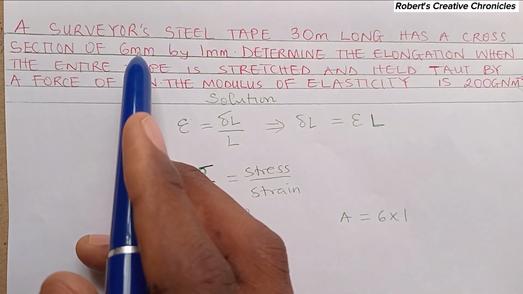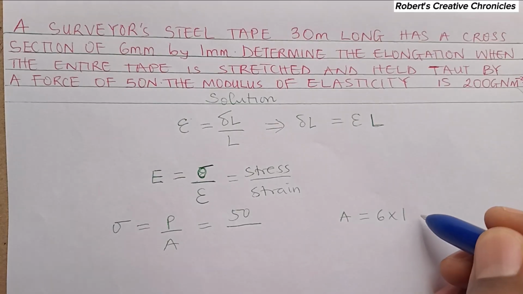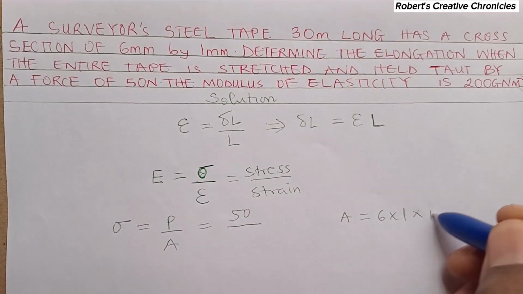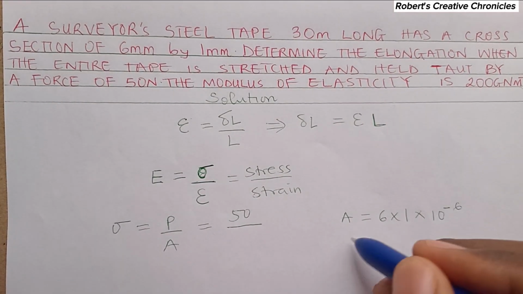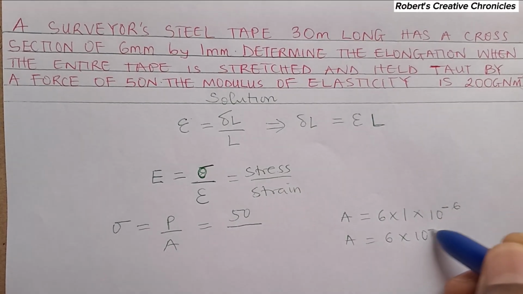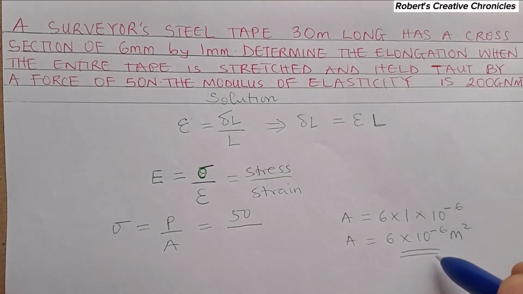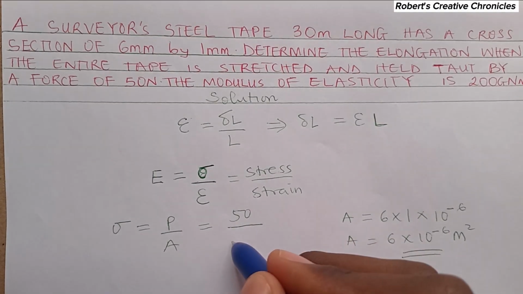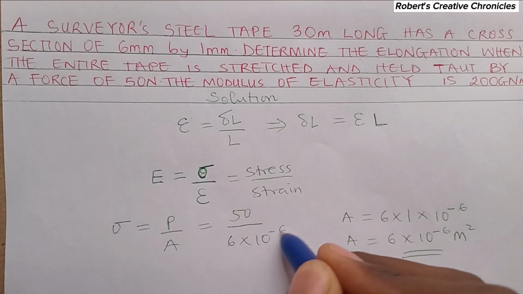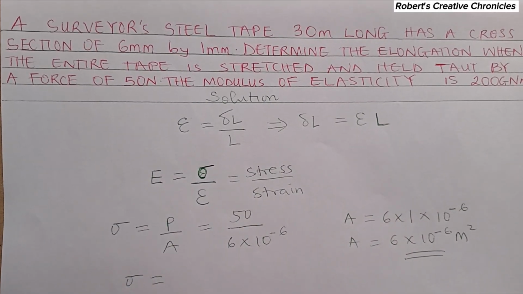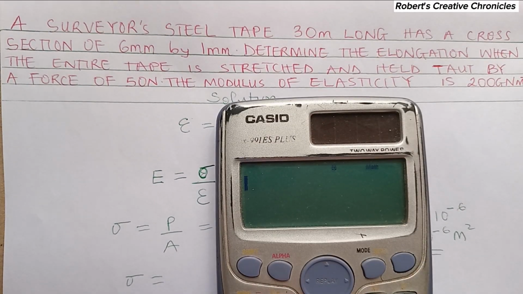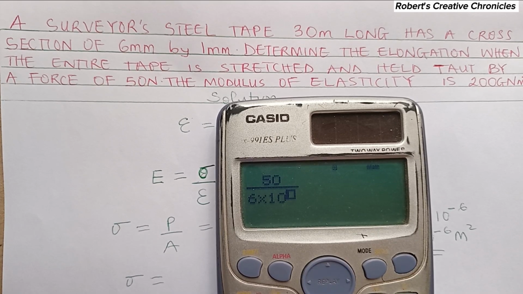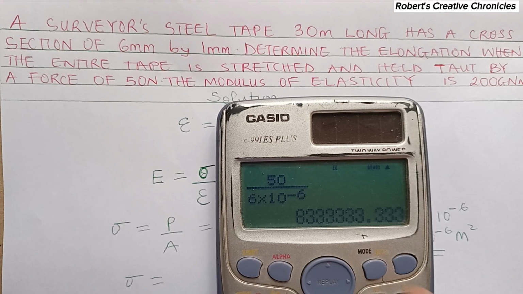But we have to convert this millimeter to meter. So when we convert this millimeter to meter, it will be 10 raised to the power of minus 3 times 10 raised to the power of minus 3, which is 10 raised to the power of minus 6. So the area is now 6 times 10 raised to the power of minus 6 meter square. So now we'll substitute it here. So the stress is now what? 50 over 6 times 10 raised to the power of minus 6, which is this.